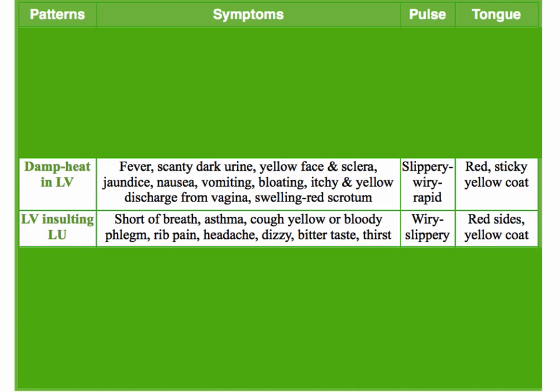The yellow face and sclera, that is dampness in TCM. If it's yellowish red, then it's damp heat, right? The sclera of the eye, the white of the eye. The jaundice is damp heat, right? So when you look at all this, there's two things.